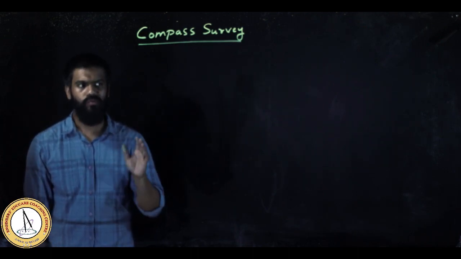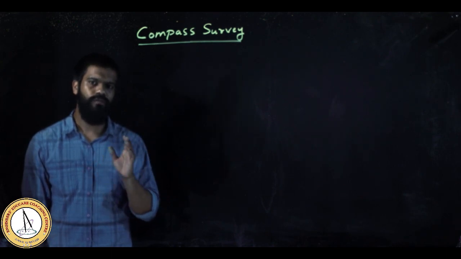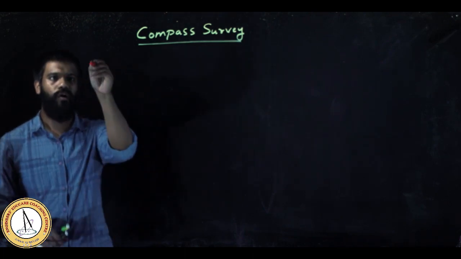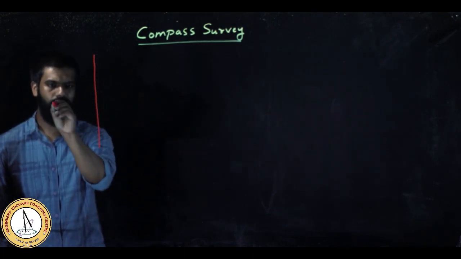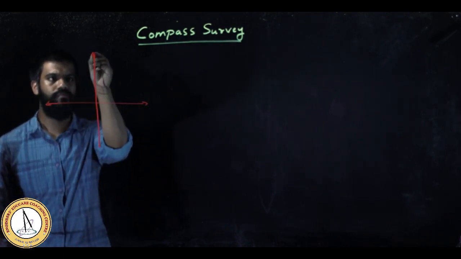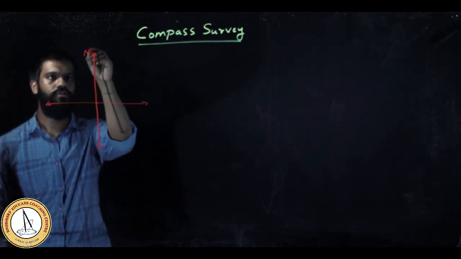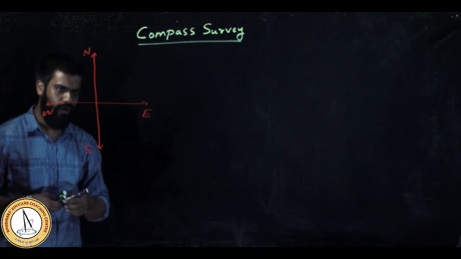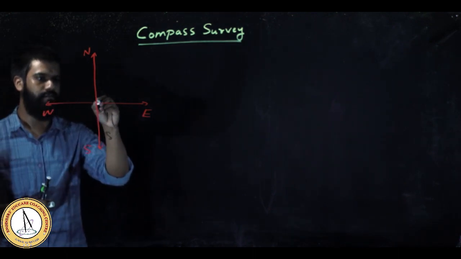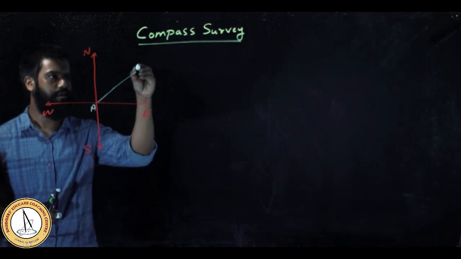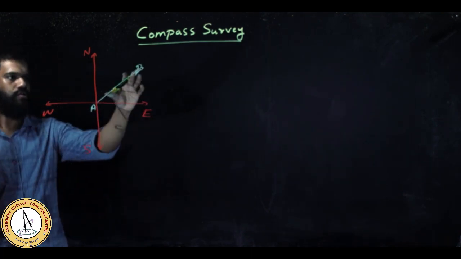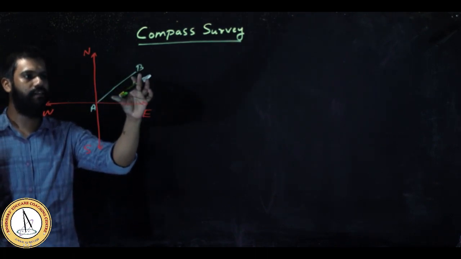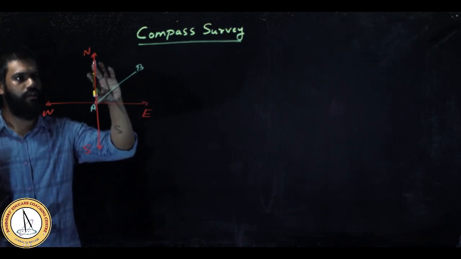Now we'll see what the sign convention of latitude and departure is and how it is designated. For that, I will again draw my quadrant. This is my quadrant. This is north, this is my south, this is the east, and this is west. Now let's say I am taking a survey line AB. If I want to find out the latitude of this survey line AB, I will just take the projection of this survey line AB on the north-south line.